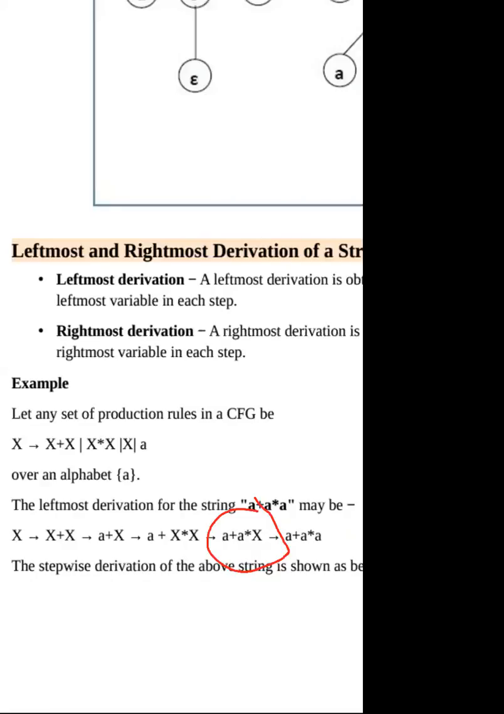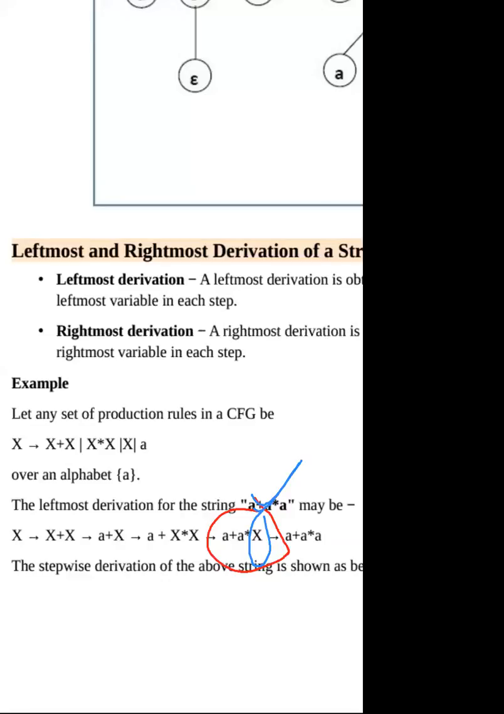Look, in this step, there is only one non-terminal, that is capital X. So there is no question of leftmost or rightmost derivation. When we have more than one non-terminal, then there is a question of leftmost or rightmost derivation. But when we have only one non-terminal, like in this case, only capital X, then we just have to replace that one. Don't think about leftmost or rightmost.